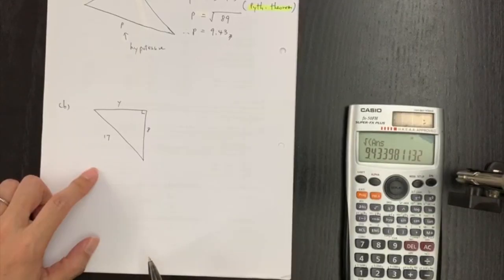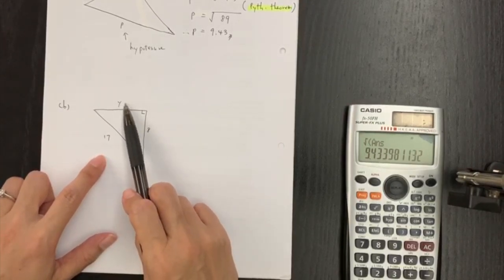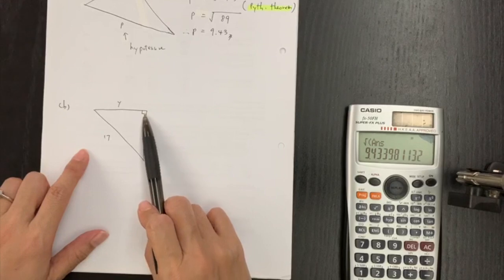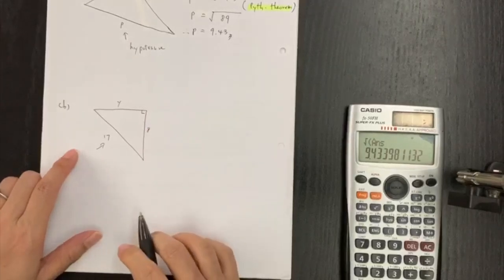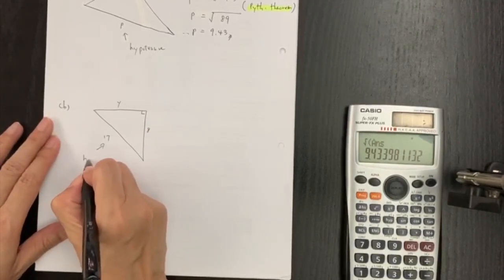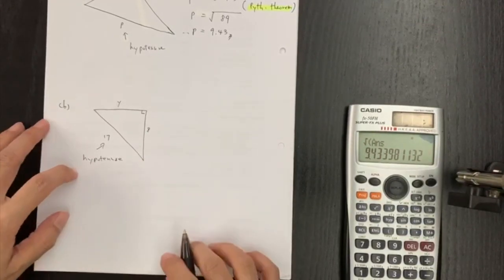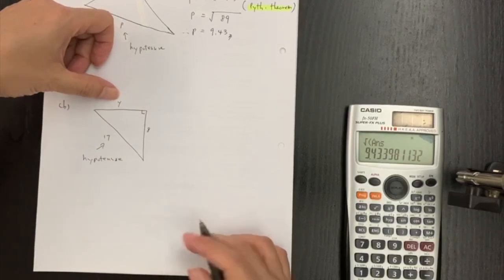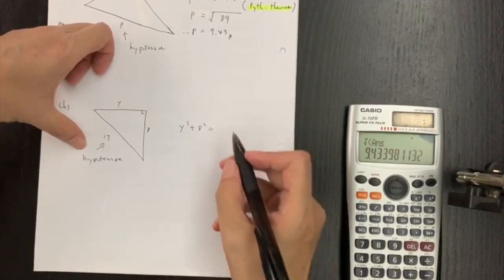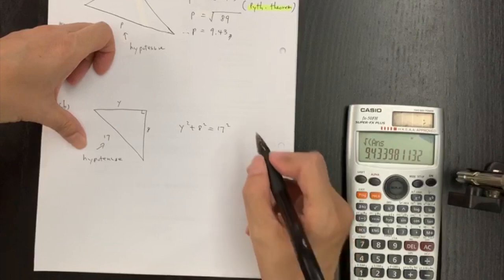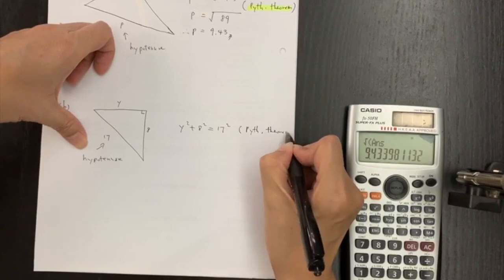Again, we have another right-angled triangle here, and y is the unknown. Remember, the side next to the right angle, 17 here, is always the longest side. What do we call the longest side? The hypotenuse. So we can use Pythagoras theorem: y squared plus 8 squared is always the same as 17 squared. Again, the reference is Pyth. theorem.